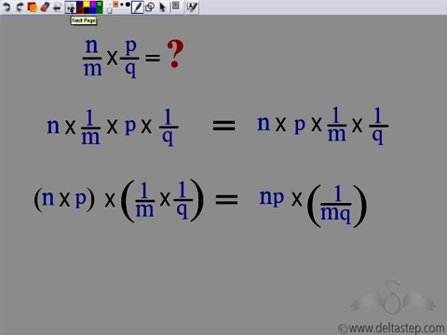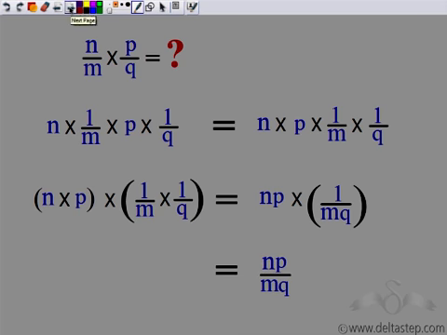Now, what do I have? An integer which is being multiplied by a unit fraction. I know when an integer gets multiplied by a rational number, the integer multiplies with the numerator and the denominator remains the same. So, I can say this would be np times 1 by mq. Now, np times 1 would give me np only, denominator would become mq. So, this is what I get.